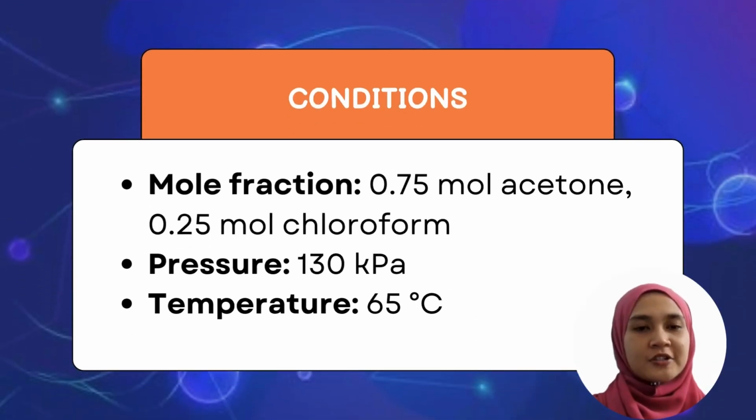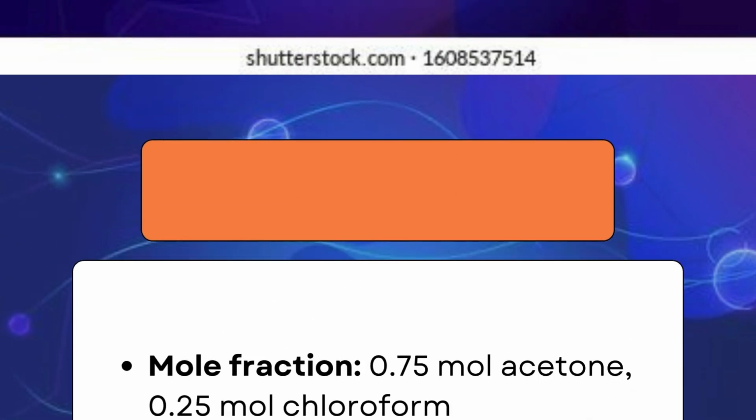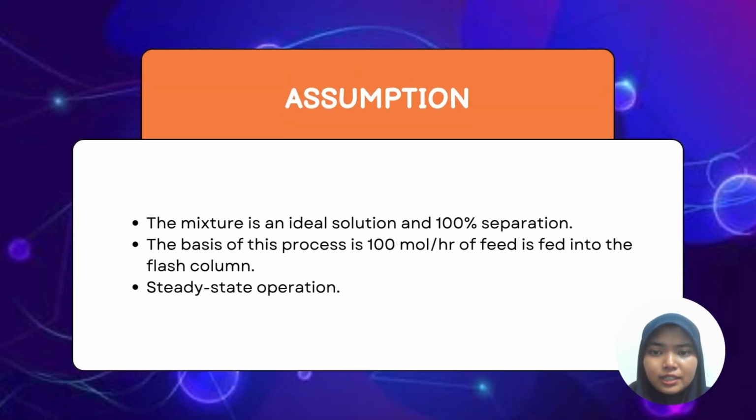We take 3 conditions: mole fractions of 0.75 for acetone and 0.25 for chloroform, a pressure of 130 kilopascal, and a temperature of 65 degrees Celsius. For the assumptions, first the mixture is an ideal solution with 100% separation. Next, the basis of this process is 100 mole per hour of feed into the flash column, and the last one is steady state operation.